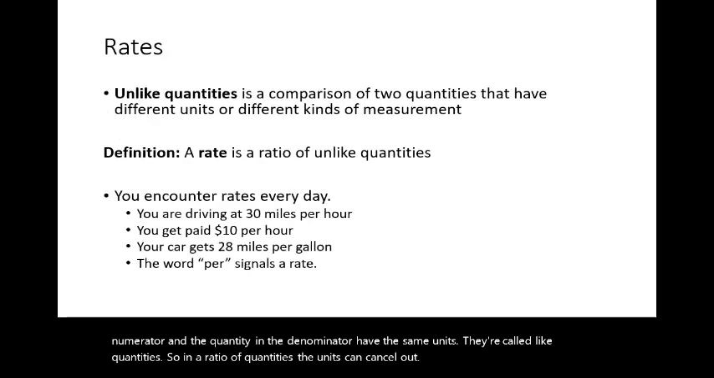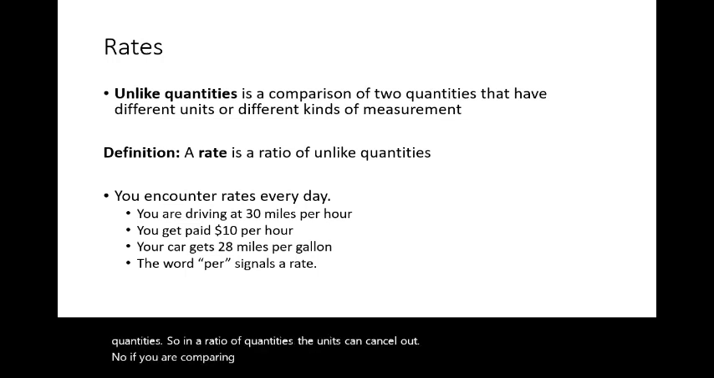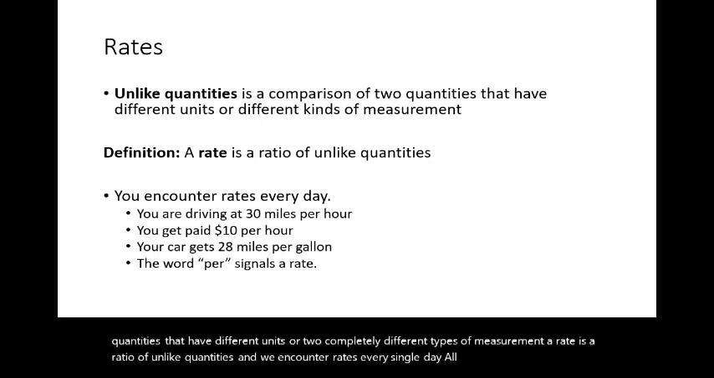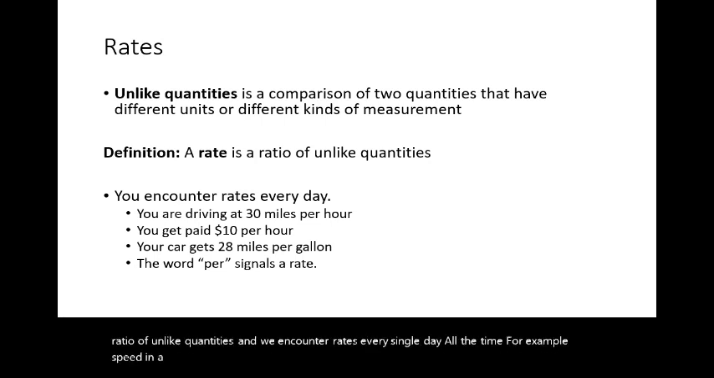Now, you might be comparing two unlike quantities, which is a comparison of 2 quantities that have different units or 2 completely different types of measurement. A rate is a ratio of unlike quantities, and we encounter rates every single day, all the time. For example, speed in a car is measured in miles per hour. So if you're driving at 30 miles per hour, that means that you are traveling 30 miles per 1 hour. So that is a ratio of unlike quantities, also known as a rate.